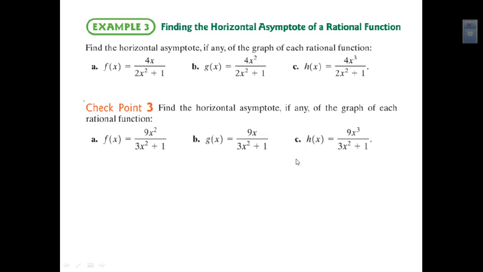All right, so I want you guys to try these three. I'm going to show you the answers in just a second, but I want you to pause the video and try these three and see if you come up with the correct answers, and then start the video back and check your answers. I'll show you the answers in 3, 2, 1.